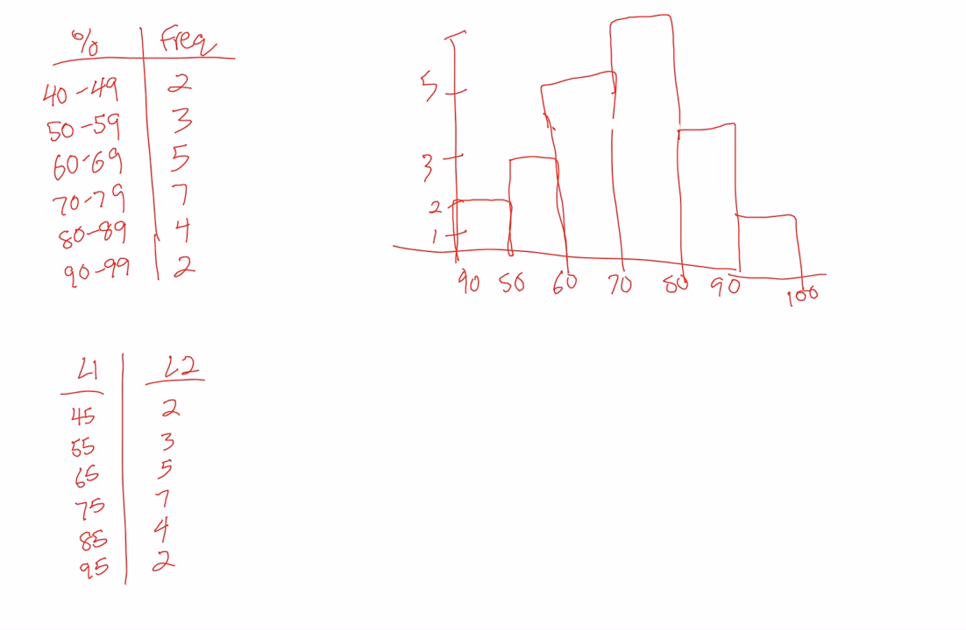So what you want to do is enter those numbers in your list 1, then enter the frequencies in list 2, so 2, 3, 5, 7, 4, and 2.